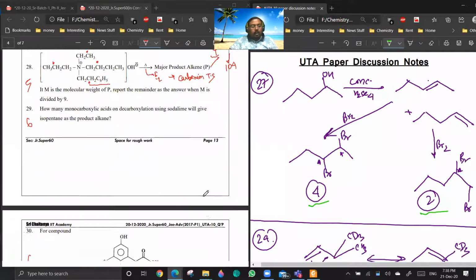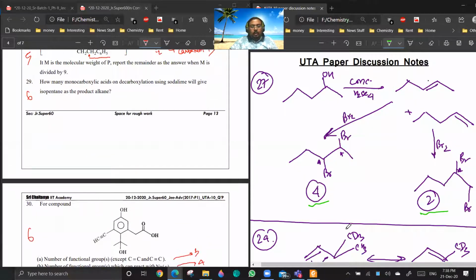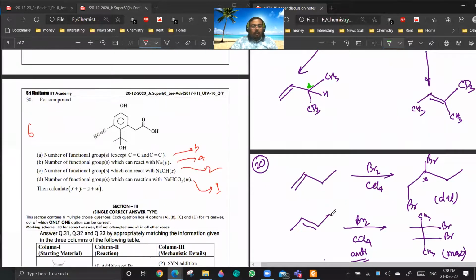And 29, 30. 30, sir. So 30, you see, it is asking for functional groups except C double bond C and C triple bond C. Except those, the functional groups are OH, alcohol, and COOH. So A is 3. Yes or no? Yes, sir. Sodium will react with acidic hydrogens only. This is acidic hydrogen, this is acidic hydrogen, this is acidic hydrogen, this is. B is 4.